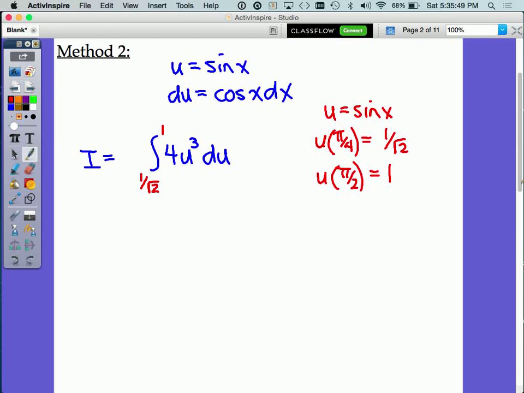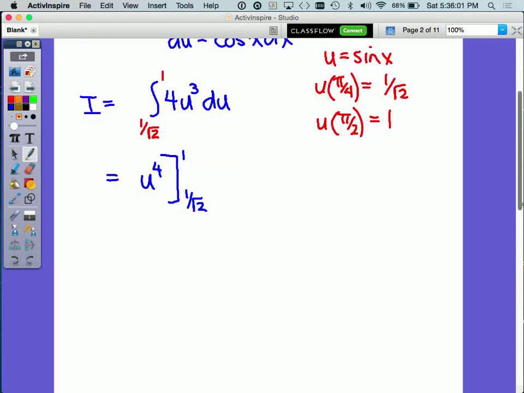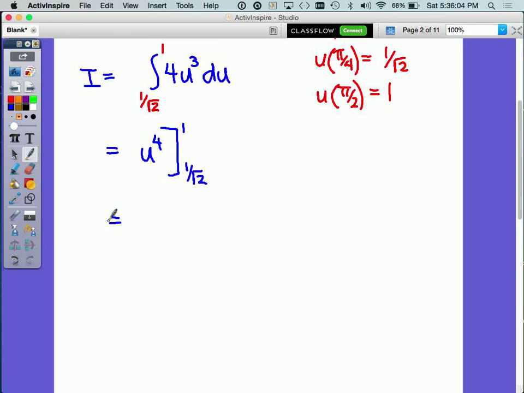And now I can solve this directly. So this, of course, the antiderivative of 4u cubed is just u to the 4th, and I'm evaluating from 1 over radical 2 to 1. This is going to be much simpler than the last case because I can go directly in. 1 to the 4th is 1. 1 over radical 2 to the 4th is going to be, again, 1 over root 2 squared, which is 1/4. So this, again, is going to come out to 1 minus 1/4, and we get the same answer we did the last time.